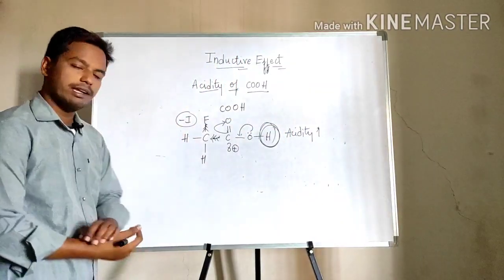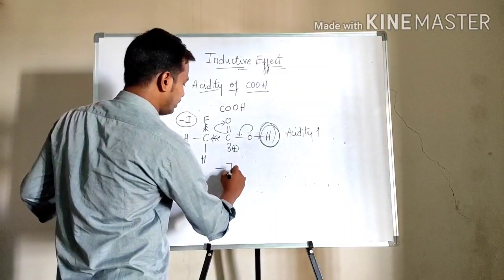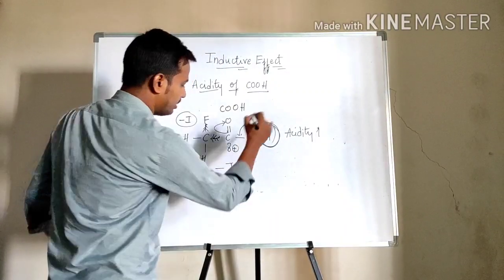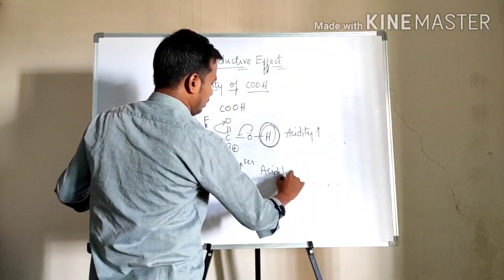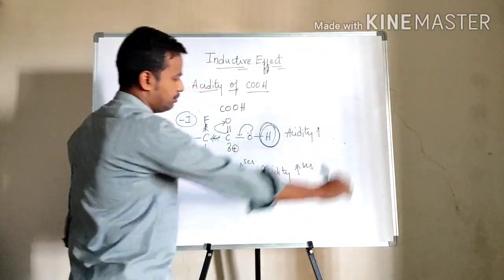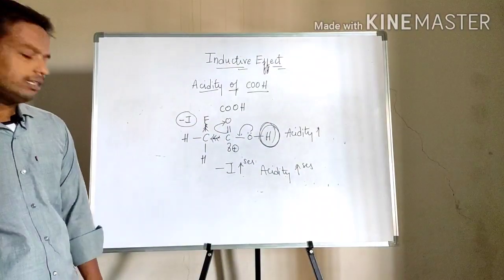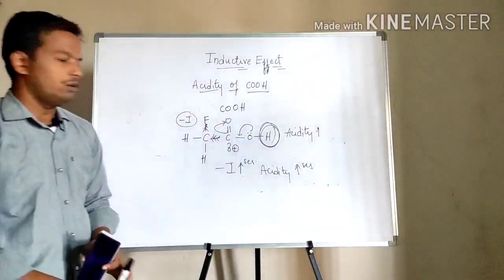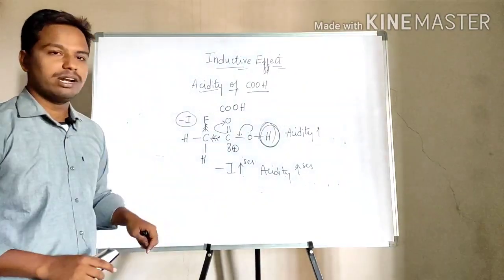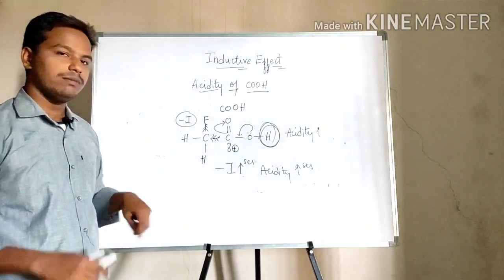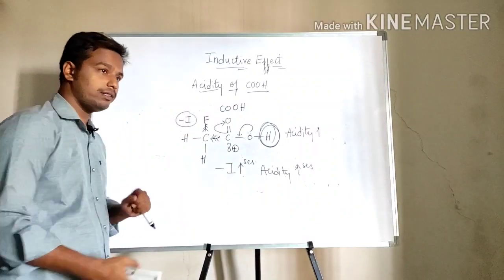So directly I can say, if minus I groups increase, acidity increases. Another example I will take. What if all the hydrogen atoms, that is all the 2 hydrogen atoms, are again replaced by fluorine atoms? What happens? Let's check.